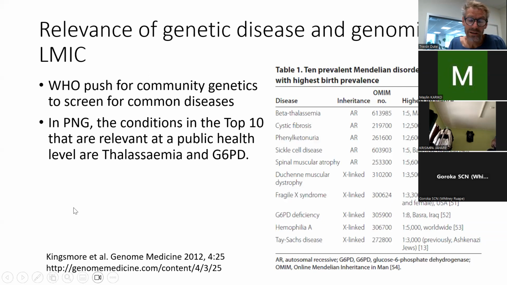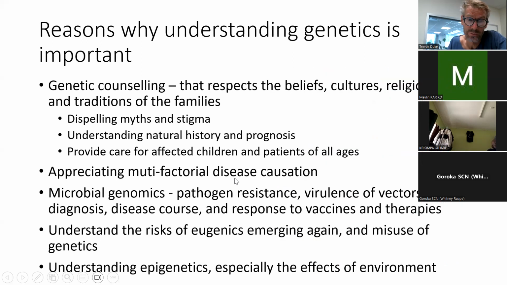And in Papua New Guinea, for example, the conditions in the global top 10 diseases that are relevant at a public health level, like thalassemia and G6PD. So you could argue what we should have is a diagnostic program for the early diagnosis of thalassemia and a program for the early diagnosis of G6PD deficiency, because it might help in the way we treat malaria, for example. There's a whole range of reasons why some early genetic diagnosis of these two conditions could be useful.